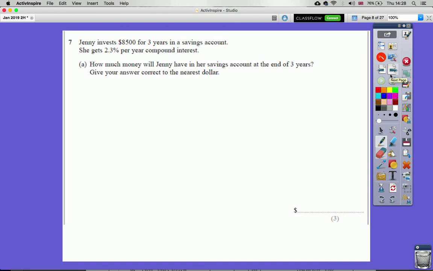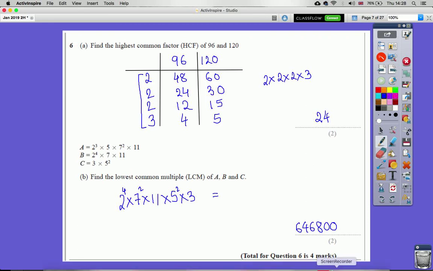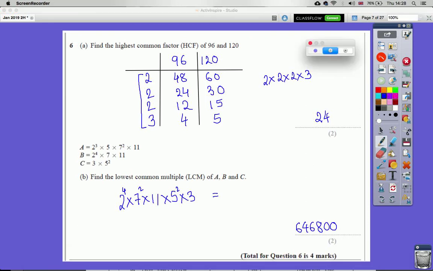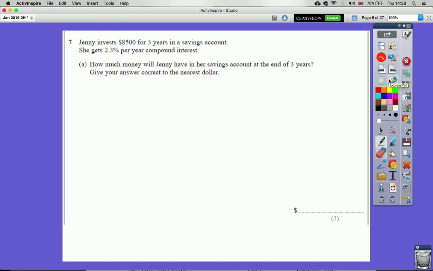Question number 7. Jenny invests $8,500 for 3 years in a savings account. She gets 2.3% per year compound interest. How much money will she have in her savings account at the end of 3 years? It's a straightforward compound interest question.